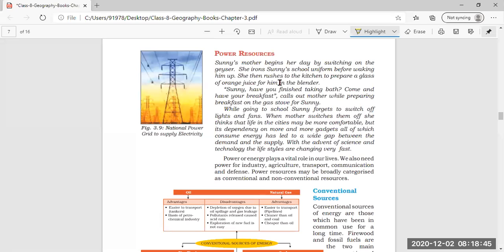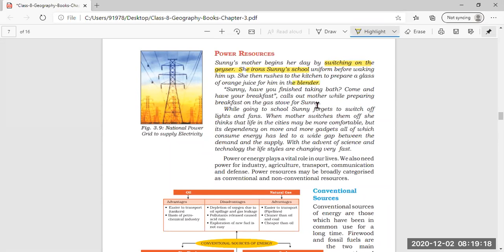Then Sunny's mother irons Sunny's school uniform before waking him up. Then she rushes to the kitchen to prepare a glass of orange juice for him in the blender. So here, everywhere, power is needed: like switching on the geyser, then ironing the school uniform, then in the blender also.